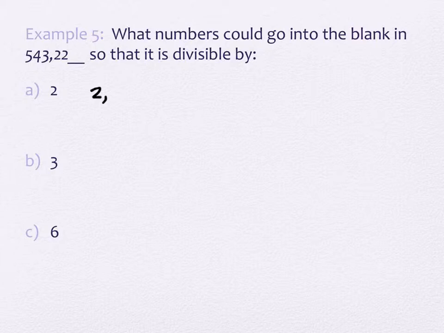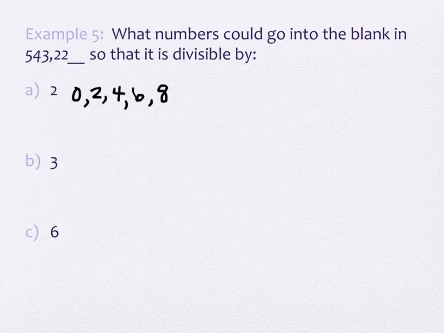2, 4, 6, 8. I'm missing one more. 0. Yeah. That's our divisibility test of 2, right? The divisibility test by 2 says that the last digit has to be an even number: 0, 2, 4, 6, or 8. It's all about the last digit.